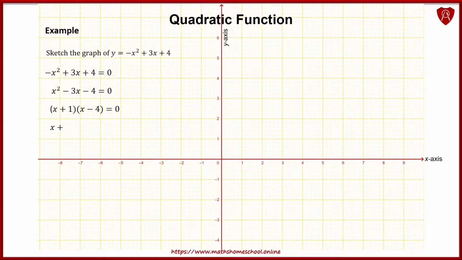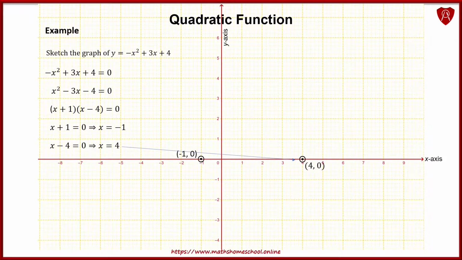This leads to the root: x plus 1 equals 0, which means that x is equal to negative 1. This means that the point (-1, 0) is on the curve, and is one of the roots. Remember, the y value is 0 at any root. Equating the other factor to 0, we get x equals 4 as our second root. So the point (4, 0) is also part of the curve.